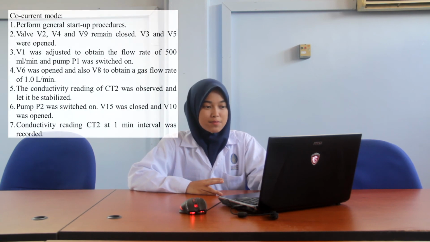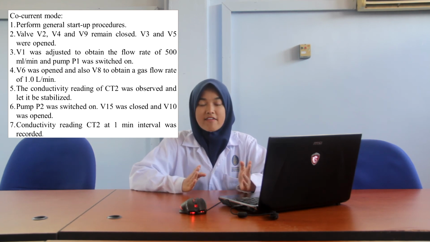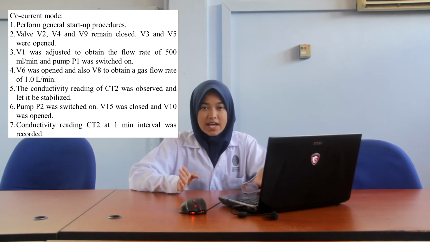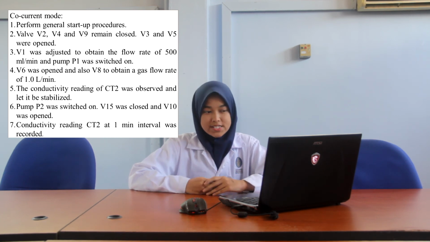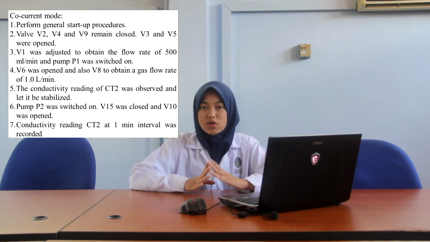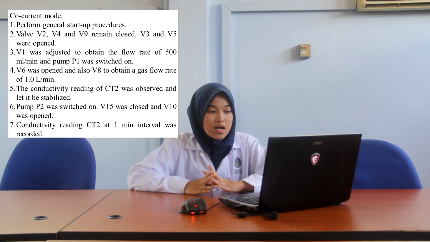Now let us continue with the part for the co-current mode. For the effect of step change input, first you have to perform the general startup and make sure that valve 2, valve 4 and valve 9 remain closed, while valves 3 and 5 are open. Then you have to adjust V1 until it obtains 500 milliliters per minute of flow rate, and pump 1 is switched on.